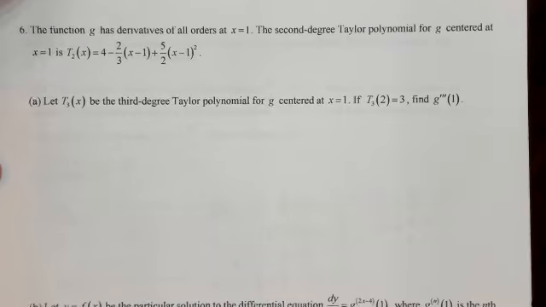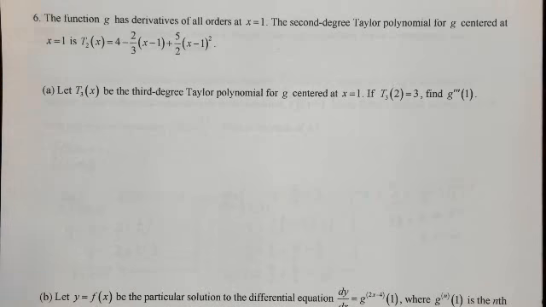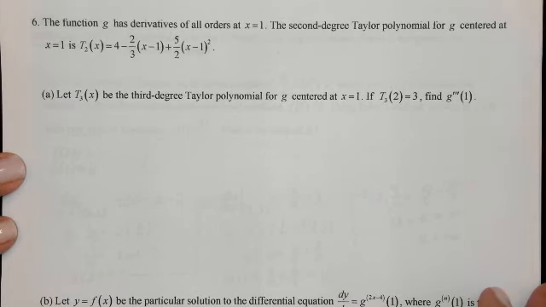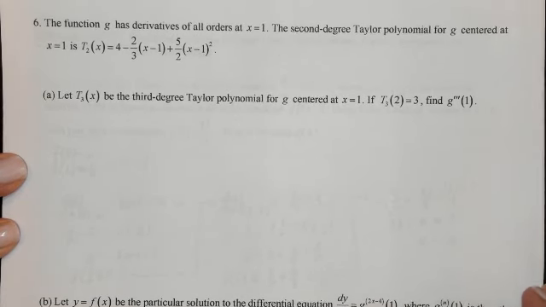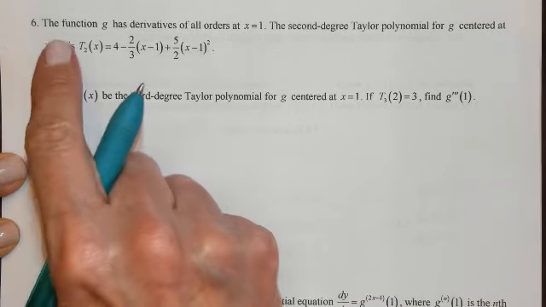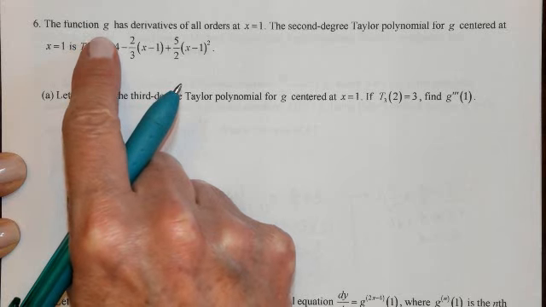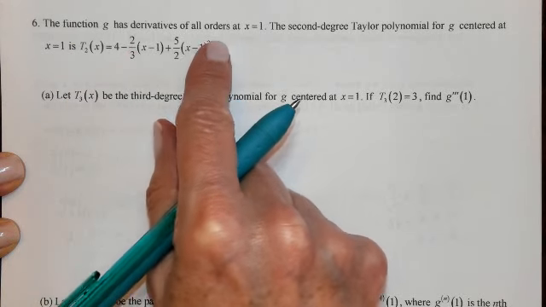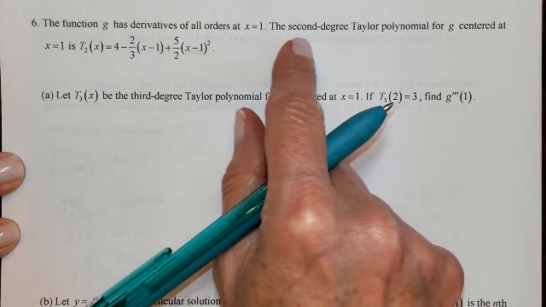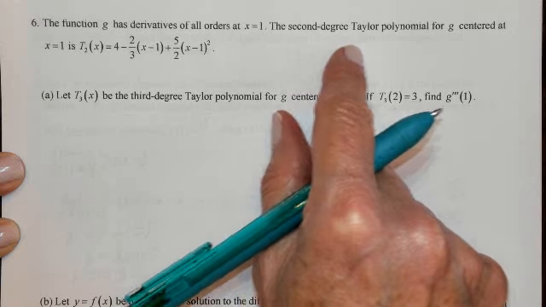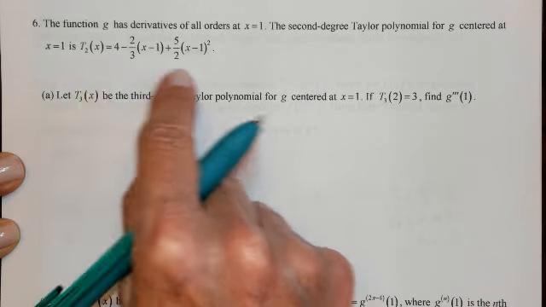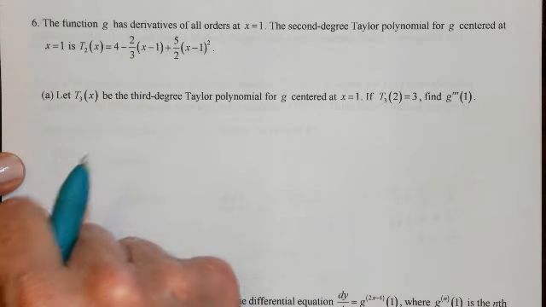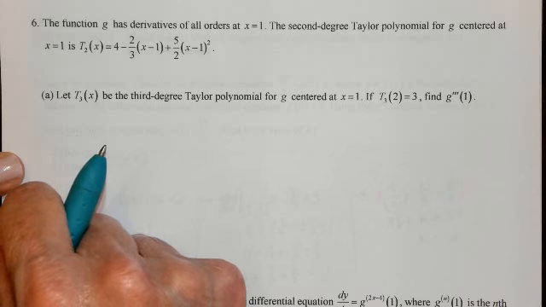The last problem in this little packet for this first mixed FRQ worksheet is number 6. We have a function g, and it has derivatives of all orders at x equals 1, and the second degree Taylor polynomial for g centered at x equals 1 is given by this. So they give us the second degree Taylor polynomial.